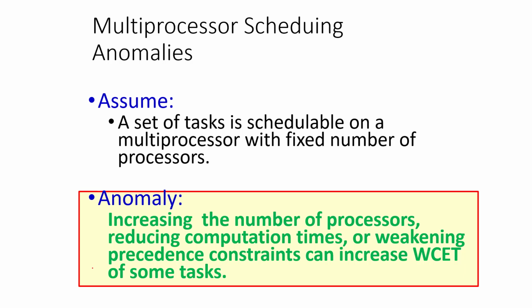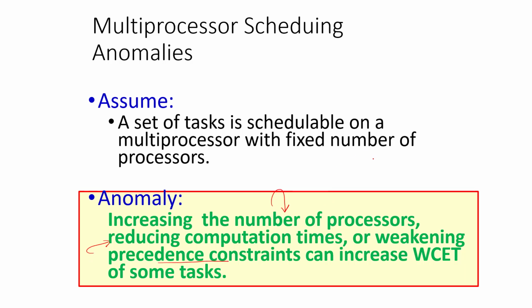So unfortunately, if you go back to the operating systems course, there was something called Belady's anomaly, which said as we increase the number of page frames that are available, the page fault rate can actually increase instead of decreasing. Something quite similar happens. So basically, assume a set of tasks which is schedulable. If I increase the number of processors, or if I reduce their computation time, or if I weaken their precedence constraints, what can happen?